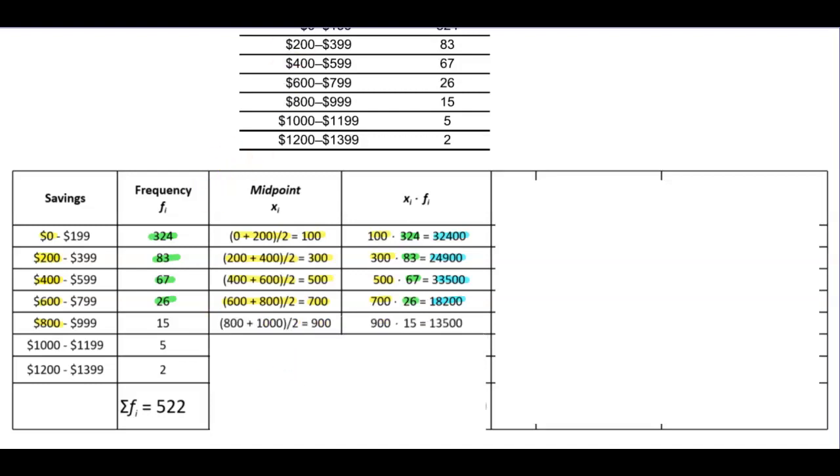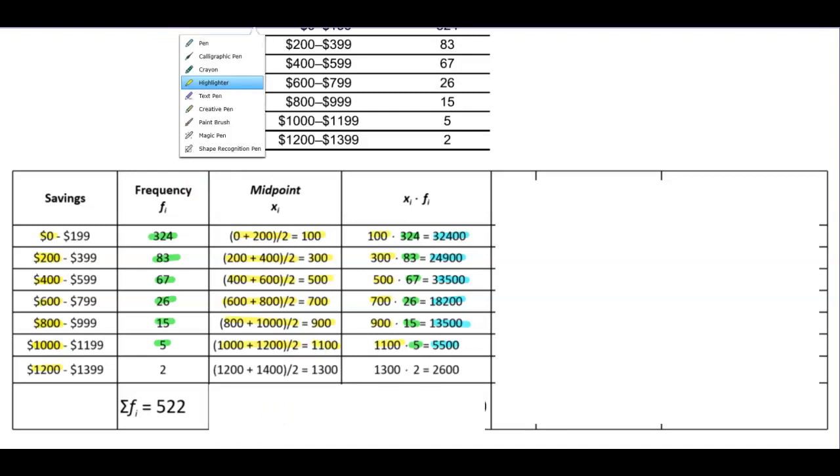For the next midpoint, we take 800 and add 1,000 and divide by 2 to get 900. So 900 represents the midpoint, and we multiply it by the frequency of 15 to get 13,500. The next lower class limits are 1,000 and 1,200. 1,000 plus 1,200 divided by 2 gives us 1,100 for the midpoint. We multiply the midpoint of 1,100 by its frequency of 5 to get a total of 5,500.